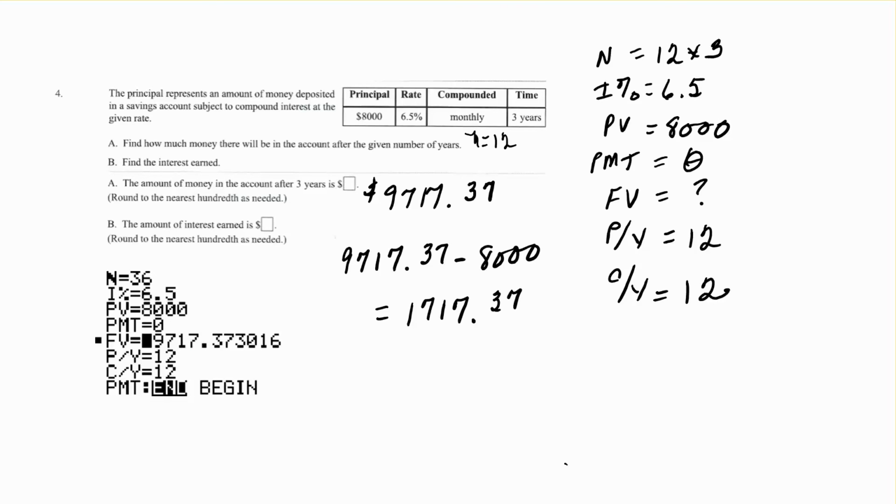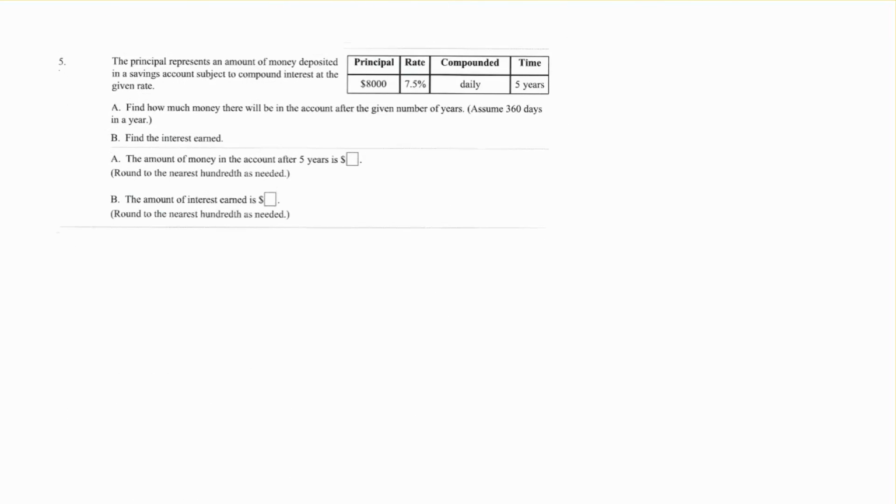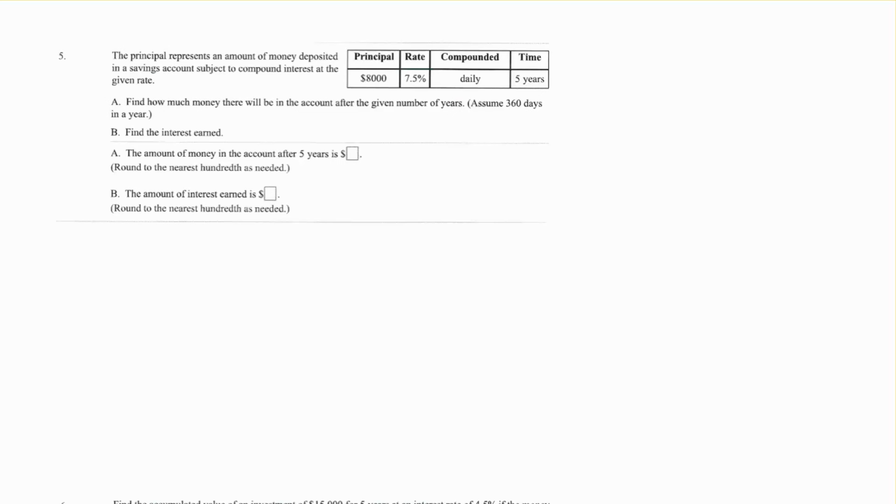Remember, you can pause this anytime you want. Go back and watch me do it with the calculator. This is so much easier than doing it with the actual formula. Number 5. All right. Hopefully you're on a roll.